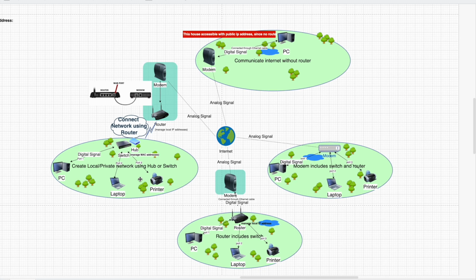Yeah, this is all overall about how we communicate through the internet, with the basic concepts like MAC and IP addresses, routers, switches and hubs.